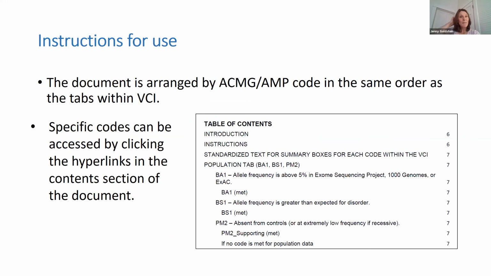So now just to talk a little bit about how best to use this document. It is a long document. We went through all of the different codes and tried to provide standardized text. But there are various ways that you can get to the codes of interest. One is to go to the table of contents and just click on the link. So for example, if you have a variant for which BA1 is met, you can just click the link in the table of contents and it will take you directly to the standardized text for BA1.